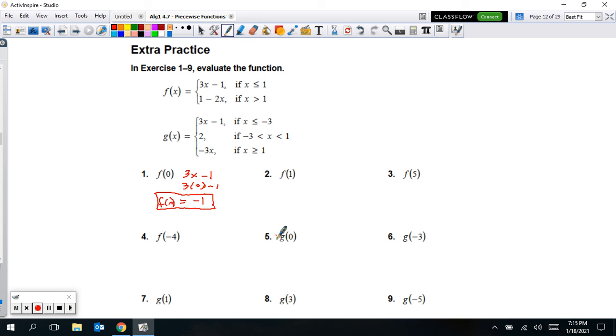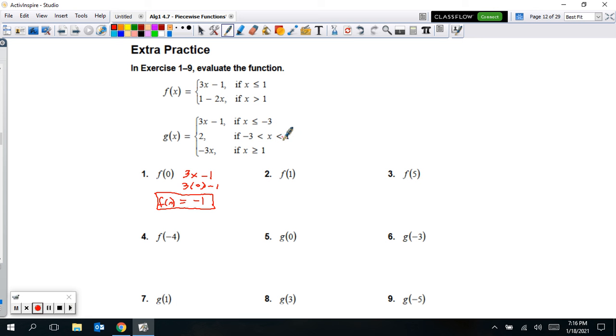Let me come down here to G real quick. I'll do a negative 3. I'll do number 6 here. So if we look at G, we know we're going to be using this function here. Where does negative 3 fall in these domains? So negative 3, is it less than or equal to negative 3? Well, yeah, it is. It's equal to negative 3. So it would fall here. It would fall in this first one.